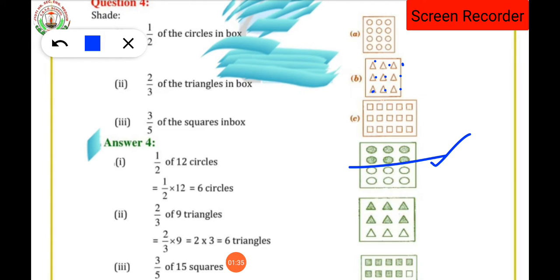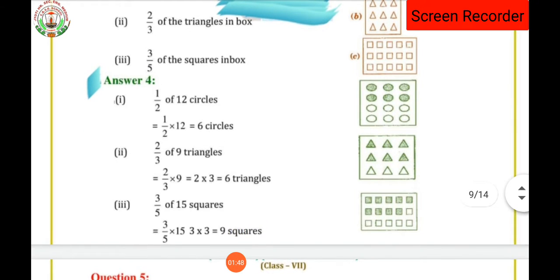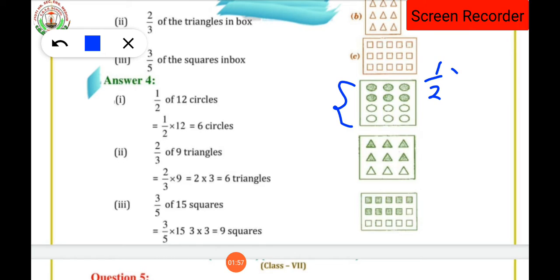Clear everyone? How to do it? That is 2 by 3, and 9 triangles are there. So do the calculation. So how many triangles are you going to shade? 6 triangles you are going to shade in this. Have you understood how we are doing it? Suppose it is said that half of the circles are shaded and the total number of circles is 12. The total number of circles will be multiplied with half. So it will become 6. So here 6 circles are shaded.